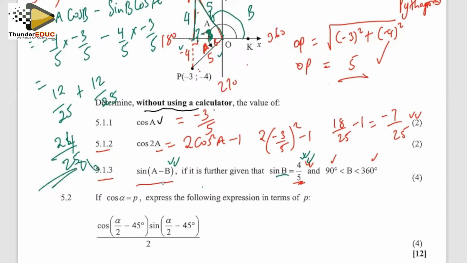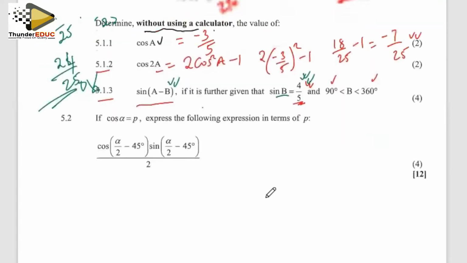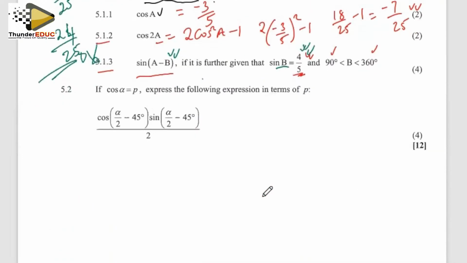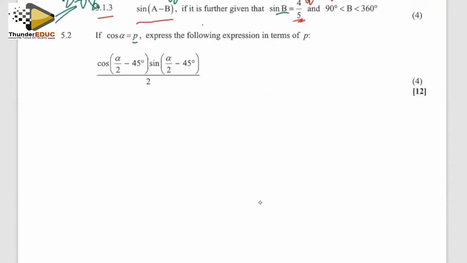So that is what I'm getting for 5.1.3. Then 5.2, which is a bit separate from our diagrams up there, they're telling us that if cos alpha is P, we must express the following expression in terms of P. There's something that we need to understand with this expression: we have cos and sine, which is more like the identity of the double angle of sine. Let me say we have sine 2 alpha.